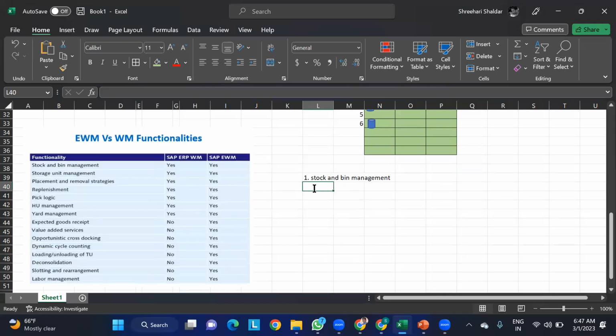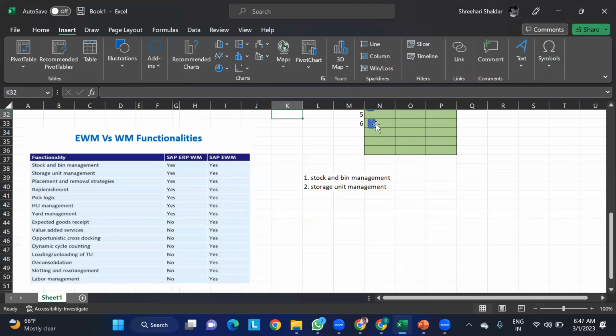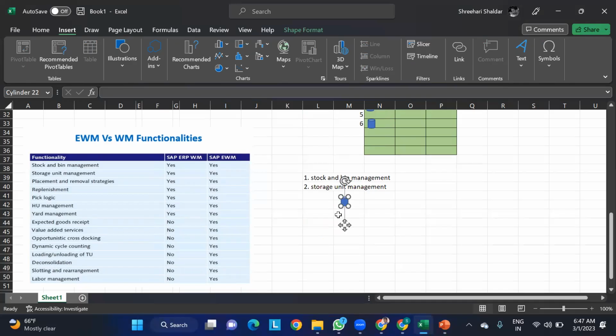The second thing is storage unit management. What is storage unit management? Let us consider we are bringing one product here. What can I say about this? This is nothing but a quantity classification. Storage unit management is a quantity classification. So if I'm bringing only one product, this is called an each.